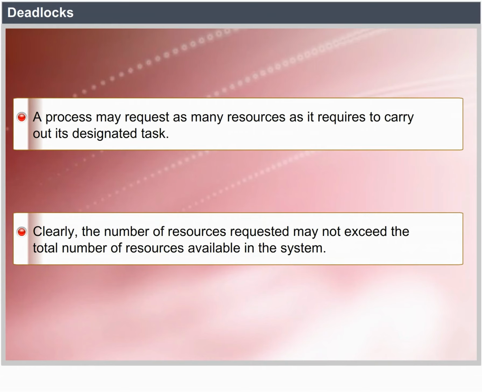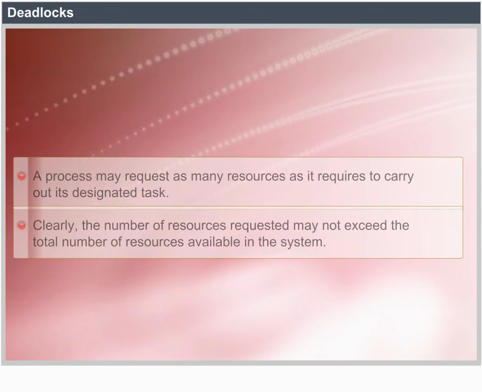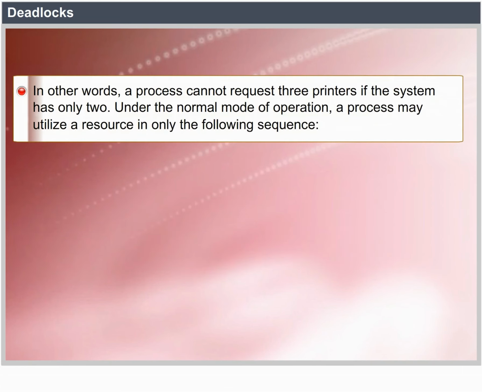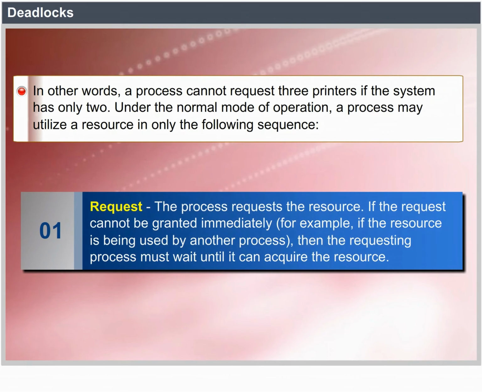In other words, a process cannot request 3 printers if the system has only 2. Under the normal mode of operation, a process may utilize a resource in only the following sequence. Request. The process requests the resource. If the request cannot be granted immediately, for example, if the resource is being used by another process, then the requesting process must wait until it can acquire the resource.